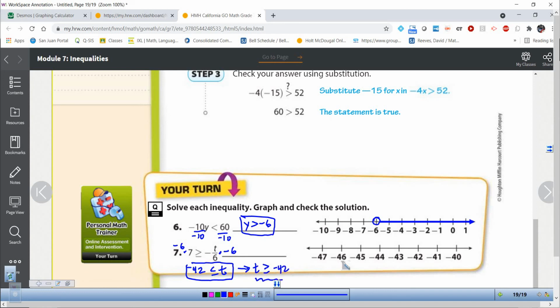All right, so I'm going to go to -42. I'm going to put a closed circle because it's got an equal sign on it, and I'm going to go to the right. All right. Again, if I would have flipped it around right at the beginning, I had 7 is greater than or equal to -t/6 or t/6. If you flip that around, t/6 is less than or equal to 7. So the goal is to have the variable on the left-hand side, and then you'll be in good shape.